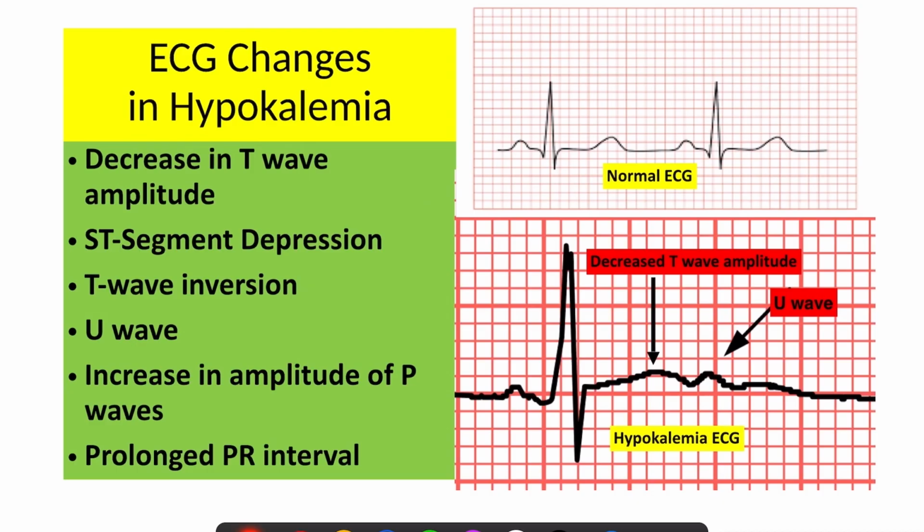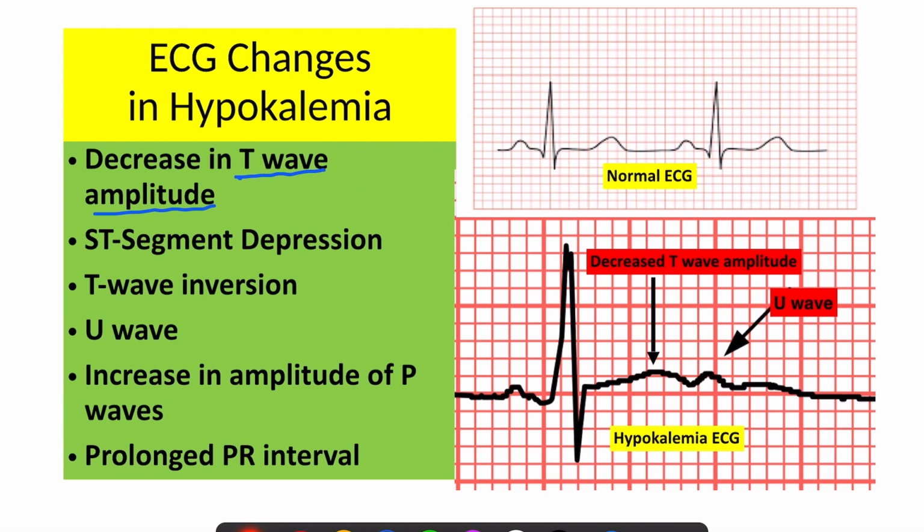So these are the ECG changes that can occur in hypokalemia. The initial ECG change that occurs in hypokalemia is the decrease in the T wave amplitude. This is a very important change in the ECG in hypokalemia because this is the initial finding. Followed by this finding, the other findings can occur.